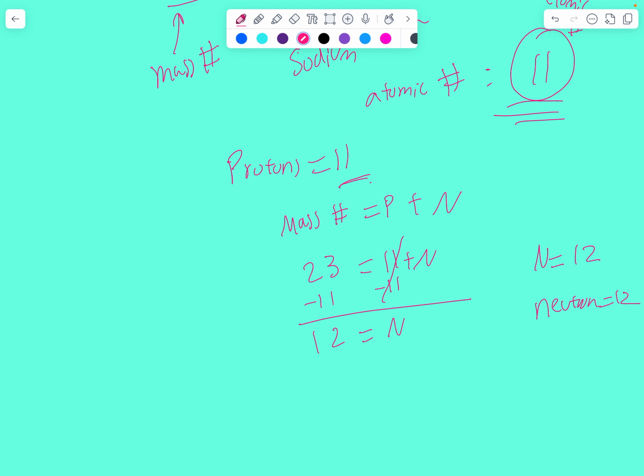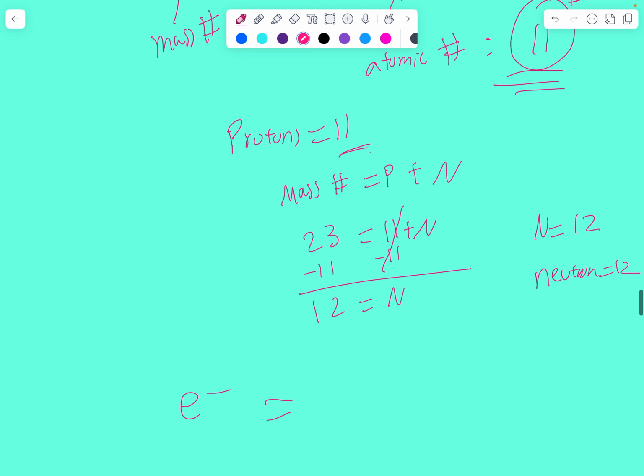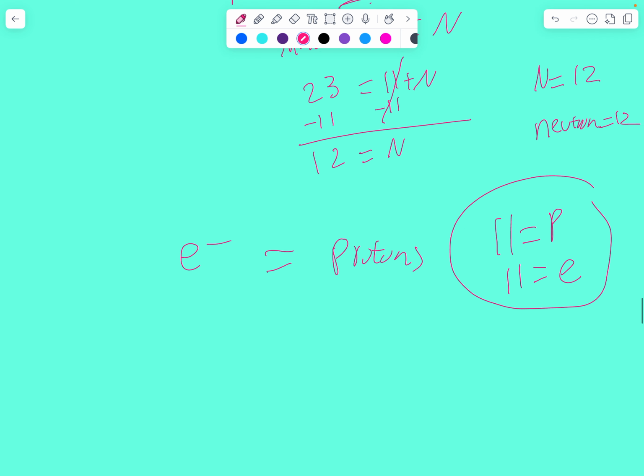Okay, electrons. I know I have no charge, so according to my formula, electrons equals protons. And what we just said is protons is 11. So 11 is the proton, 11 is also the electron. So let's look at it. 11 is protons, 11 is electrons, 12 is neutrons.